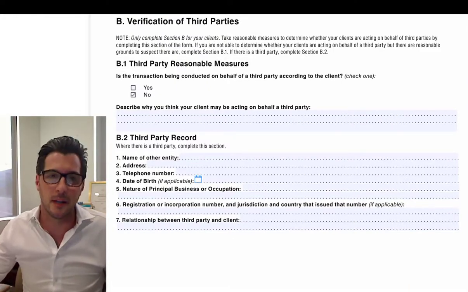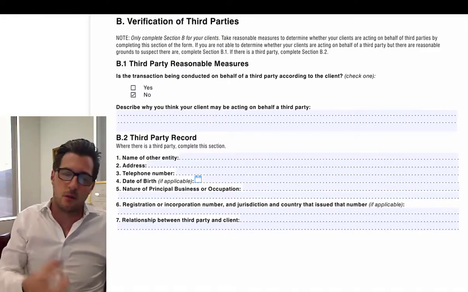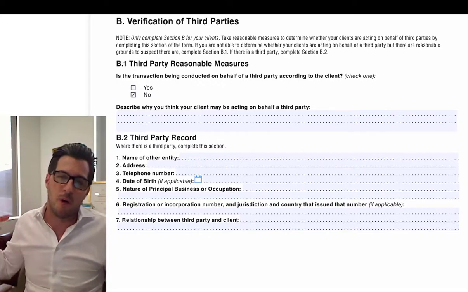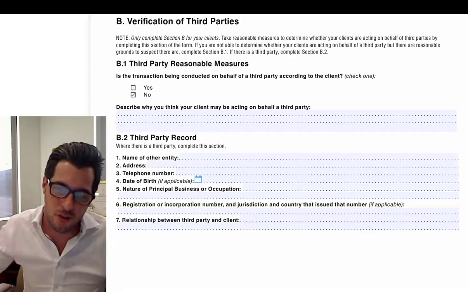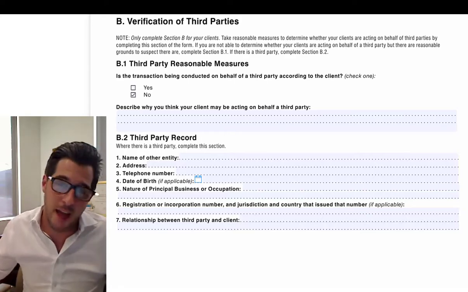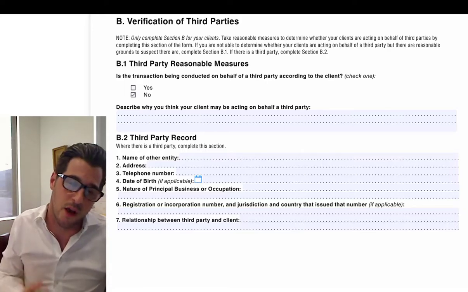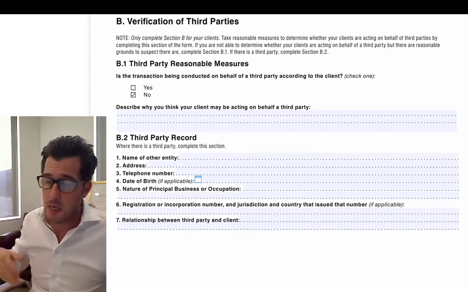What is a third party? If John goes to purchase something and John has $10,000 for a deposit and mom and dad have to come in with the additional $10,000, mom and dad are the third party. Okay, they're putting money towards the deposit of that transaction.